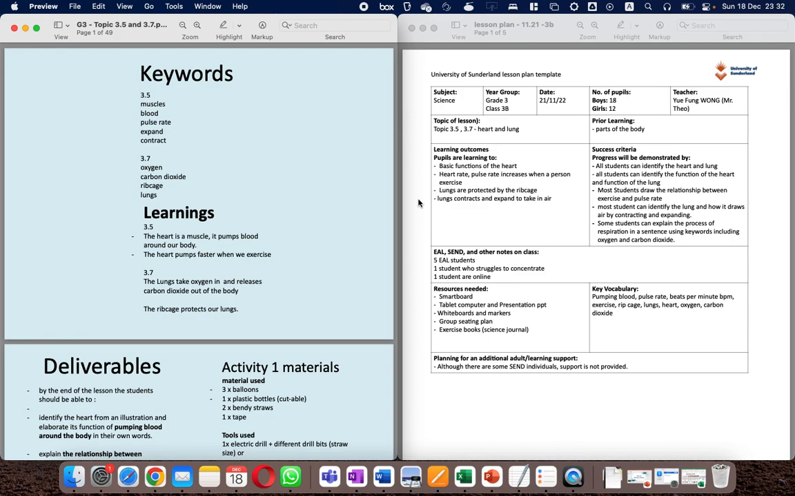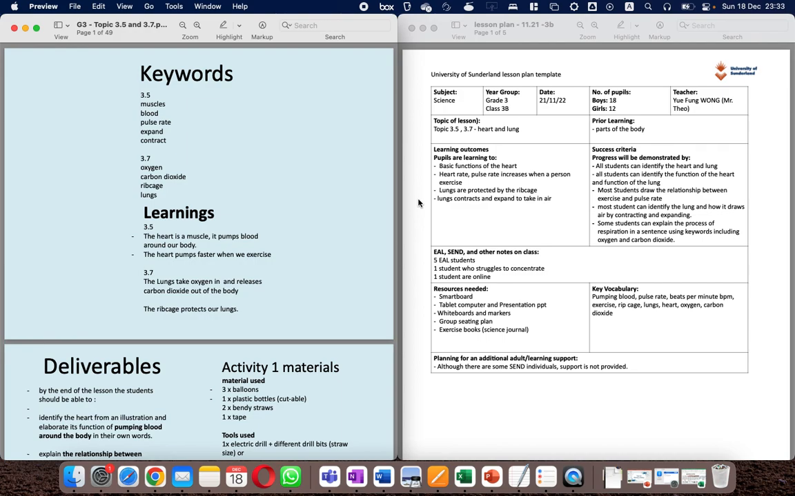So, background: this is a grade 3 science lesson on the topic of heart and lungs. This is lesson part 1 out of 3. The audience is grade 3, key stage 1. They are 9 to 10 years old. There are, I think I'll say, 5 students with additional needs. Some of them are English as a second language.